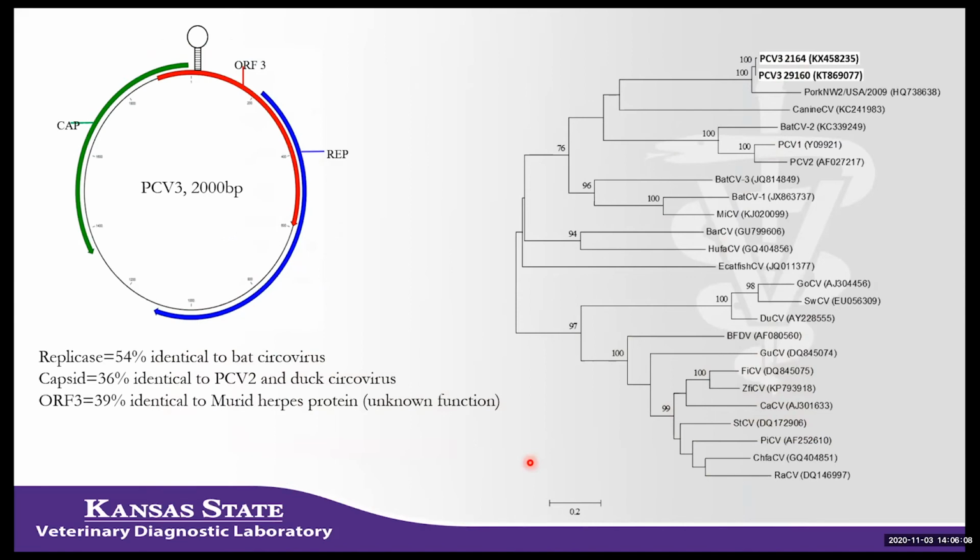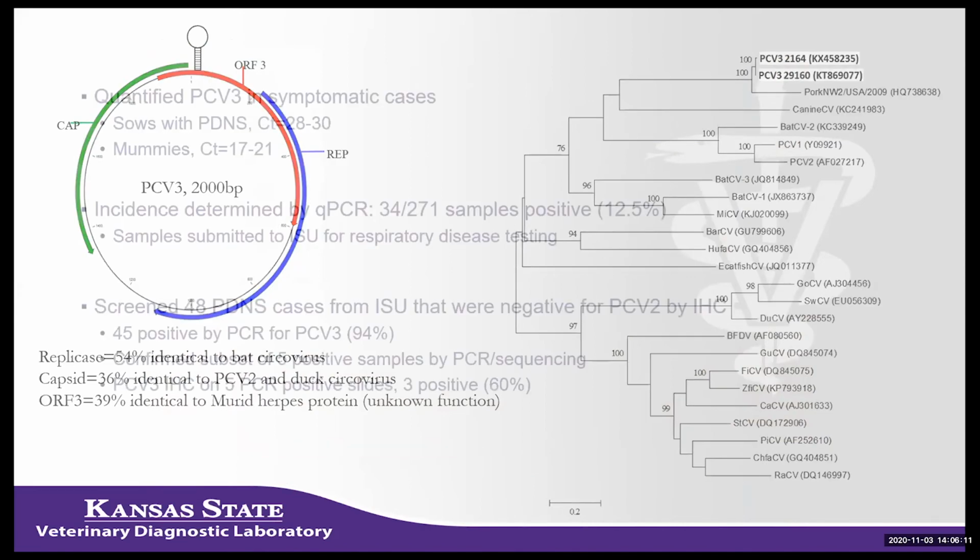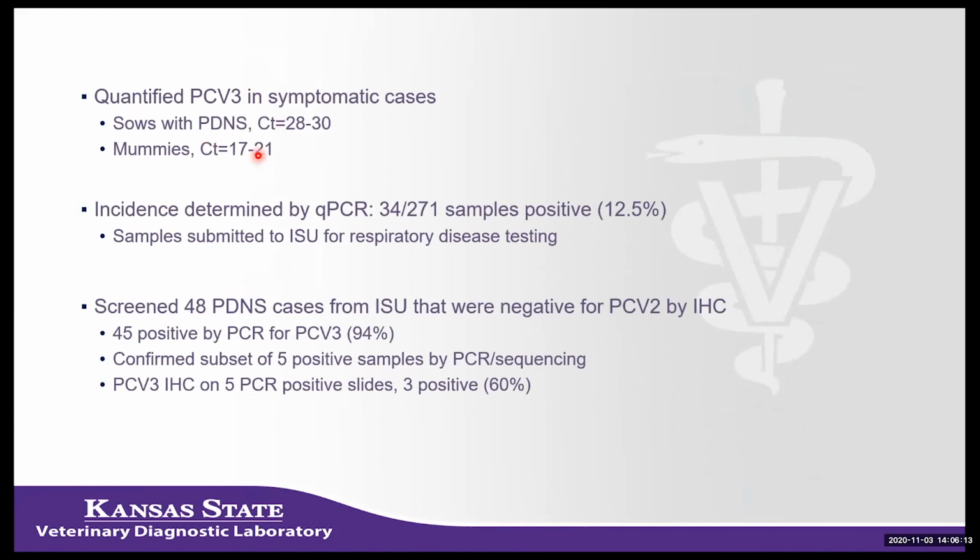So again, a novel circovirus. We did a bunch more work with it and showed that there were very high levels of PCV3 in these mummies. This virus is fairly common in the US swine herd. And then importantly, when we screened archived samples of cases of PDNS that tested negative for PCV2, we found that 94% of them were positive for PCV3. This was back in, I think, 2016 when we published this work.